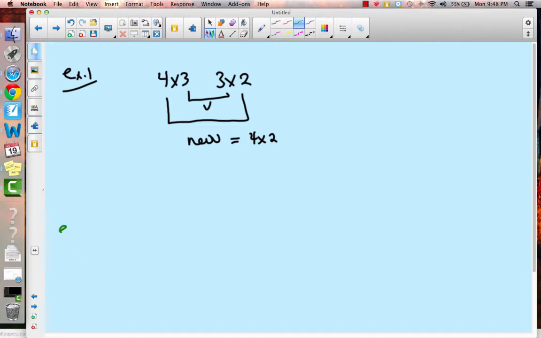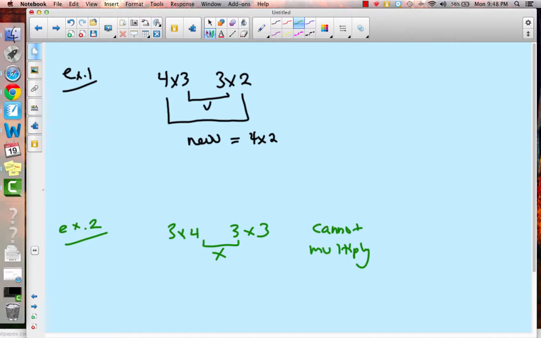What about example 2? If I give you a 3 by 4 and a 3 by 3, what you should notice is that the middle two numbers do not match up. So that's a problem, so you cannot multiply. And that's all you'd have to write: cannot multiply, does not exist, however you want to write that. If those don't match up in the middle, you can't do anything, so you have to leave it as is.